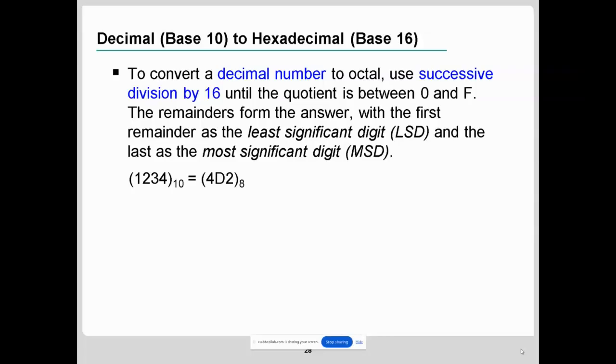Which one? Oh, 4D2. So 2. 2 multiplied by 1. Yes, you're right. 2. So now we add 2.